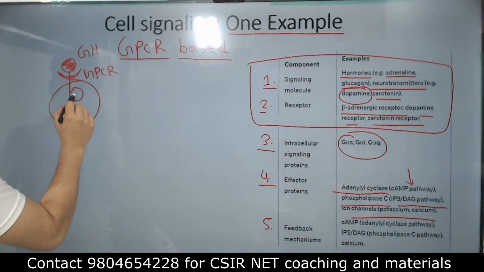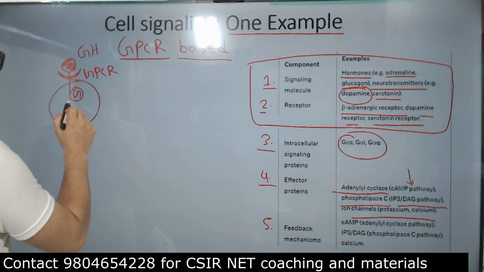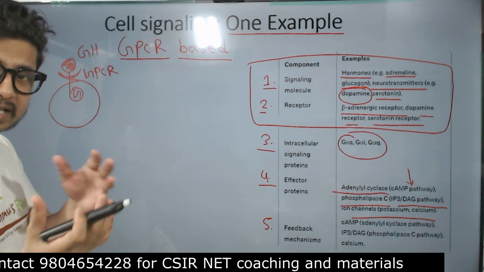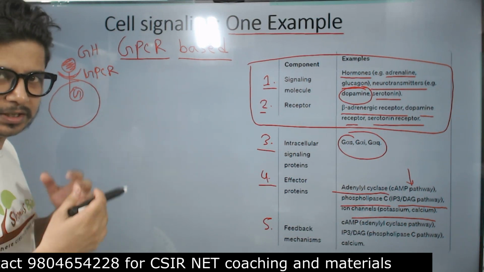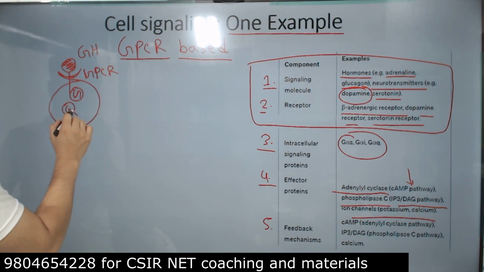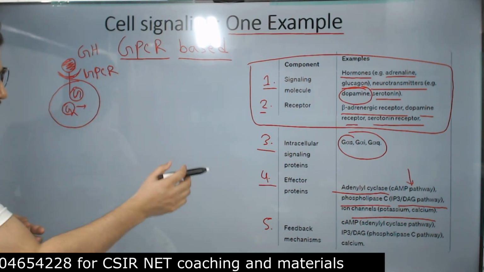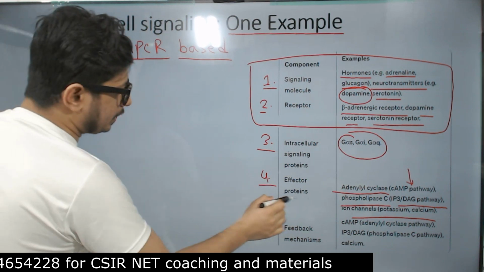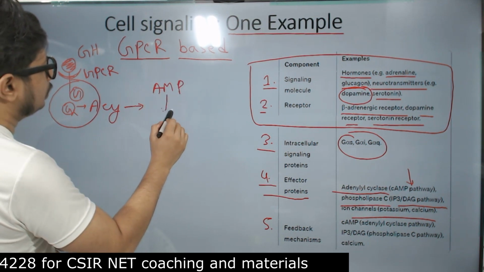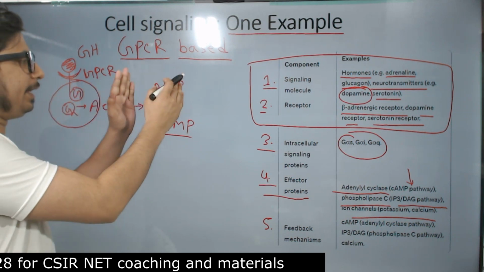Upon binding to the GPCR, there is the intracellular signaling protein inside the cell. This is the G protein, because it is related to GTP. The G protein is active when it is associated with GTP. Once the GTP is hydrolyzed to GDP, it gets inactivated. It has an alpha subunit, which is released from beta and gamma. This alpha subunit then activates adenylyl cyclase, which is an effector protein. The job of adenylyl cyclase is to convert ATP to cyclic AMP.